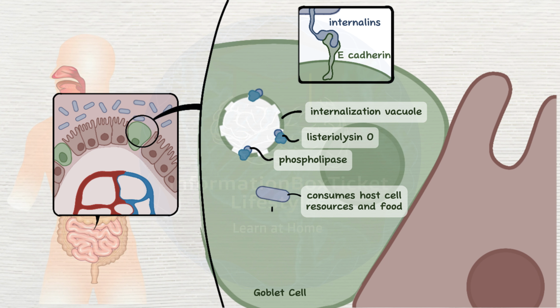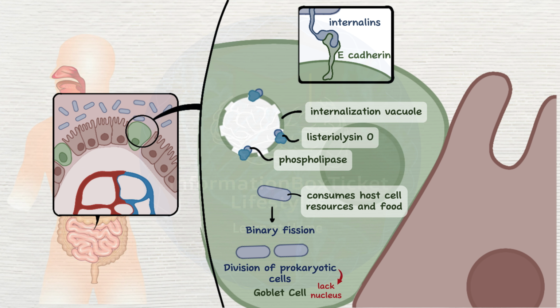before multiplying into many identical bacterial cells by binary fission, which means that each bacterial cell divides into two identical copies. Interestingly, this is comparable to mitosis. However, the phrase binary fission refers to the division of prokaryotic cells that lack a nucleus. Therefore, certain replication processes differ from mitosis.